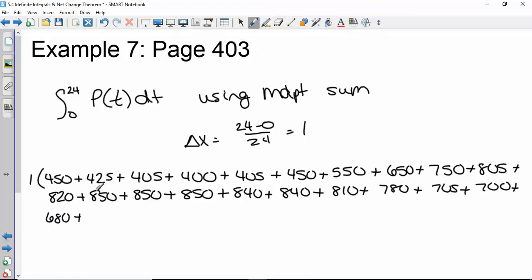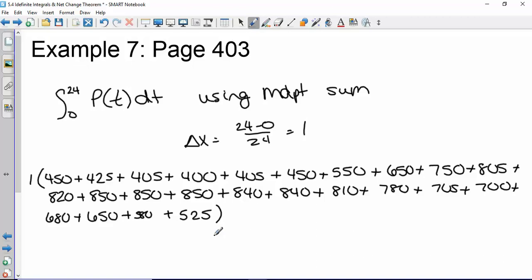What am I at? 21 and 22. We would be at 22 and 23. What? And 23 and 24. 525. Okay. Is this going to be perfect?